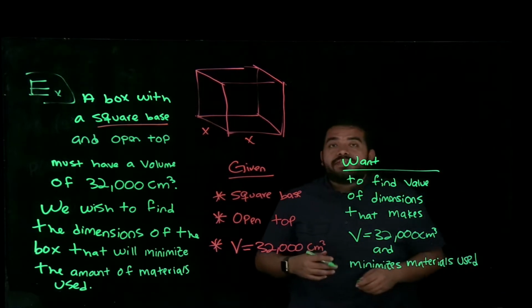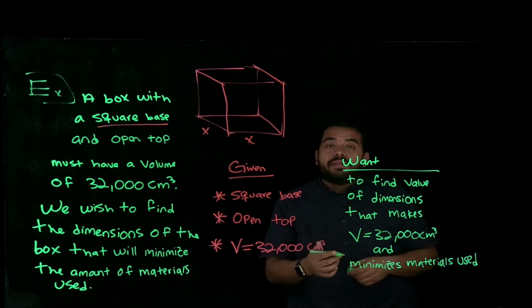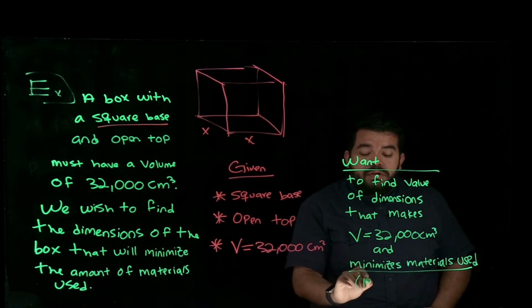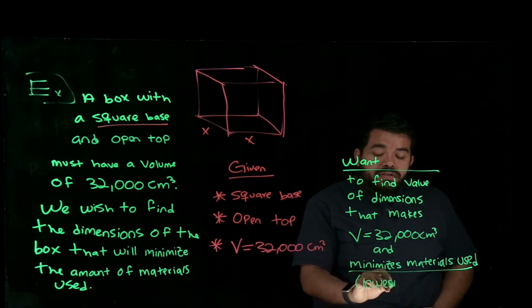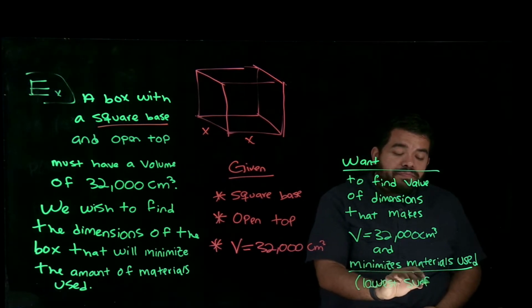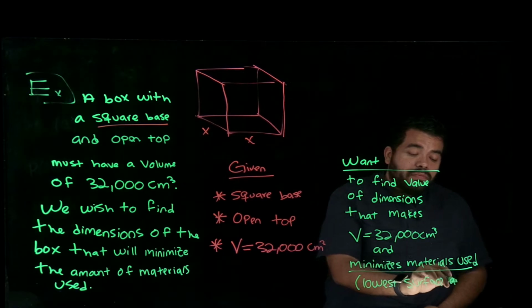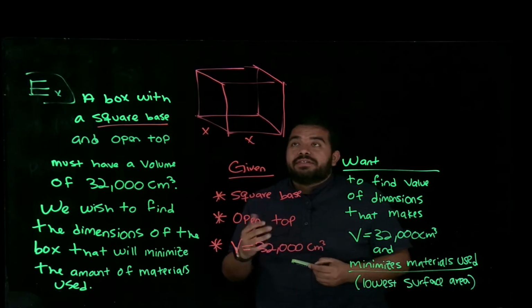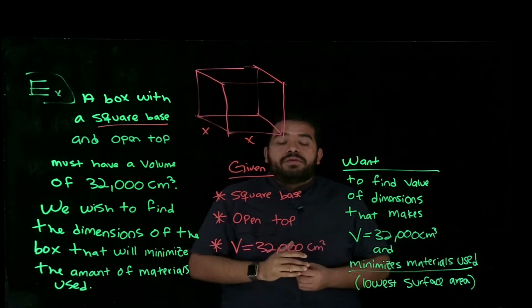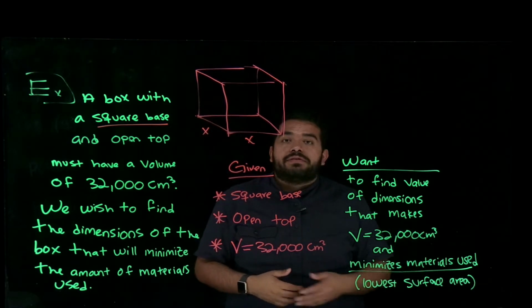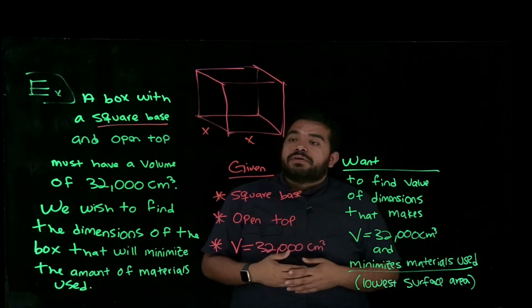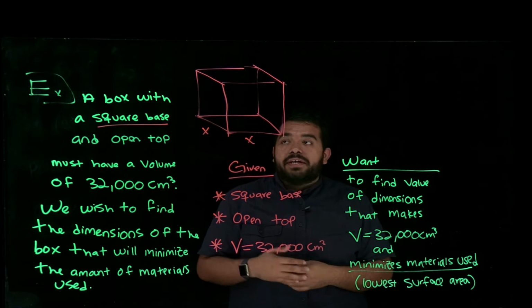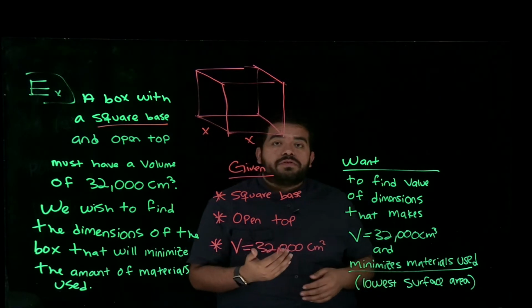Now, because we are interested in finding the dimensions that will minimize the materials being used, this translates to we want the lowest surface area. In other words, minimizing this will make this smaller, which makes this problem about the surface area. Okay, so now that we have what's given and what we want, let's figure out how to continue to the next step.